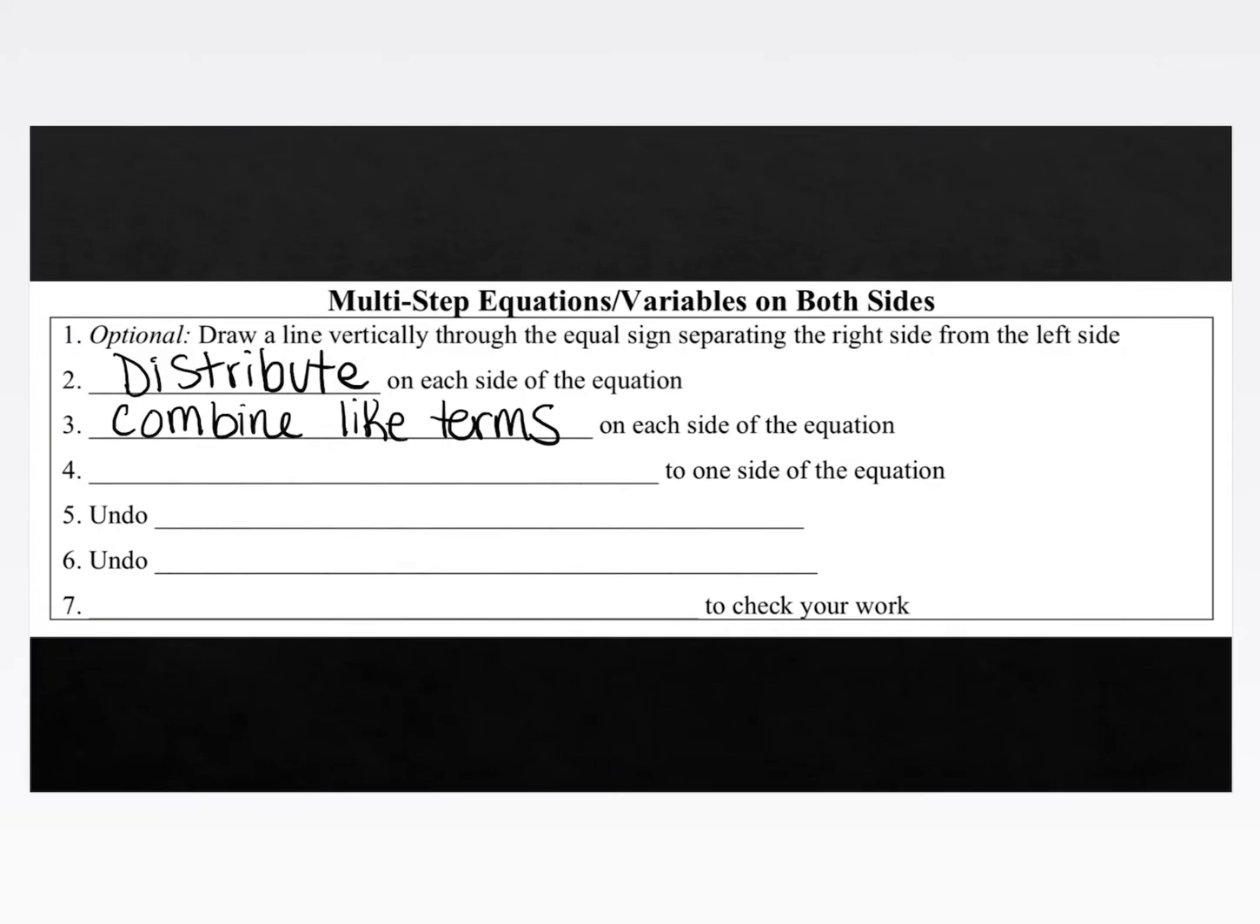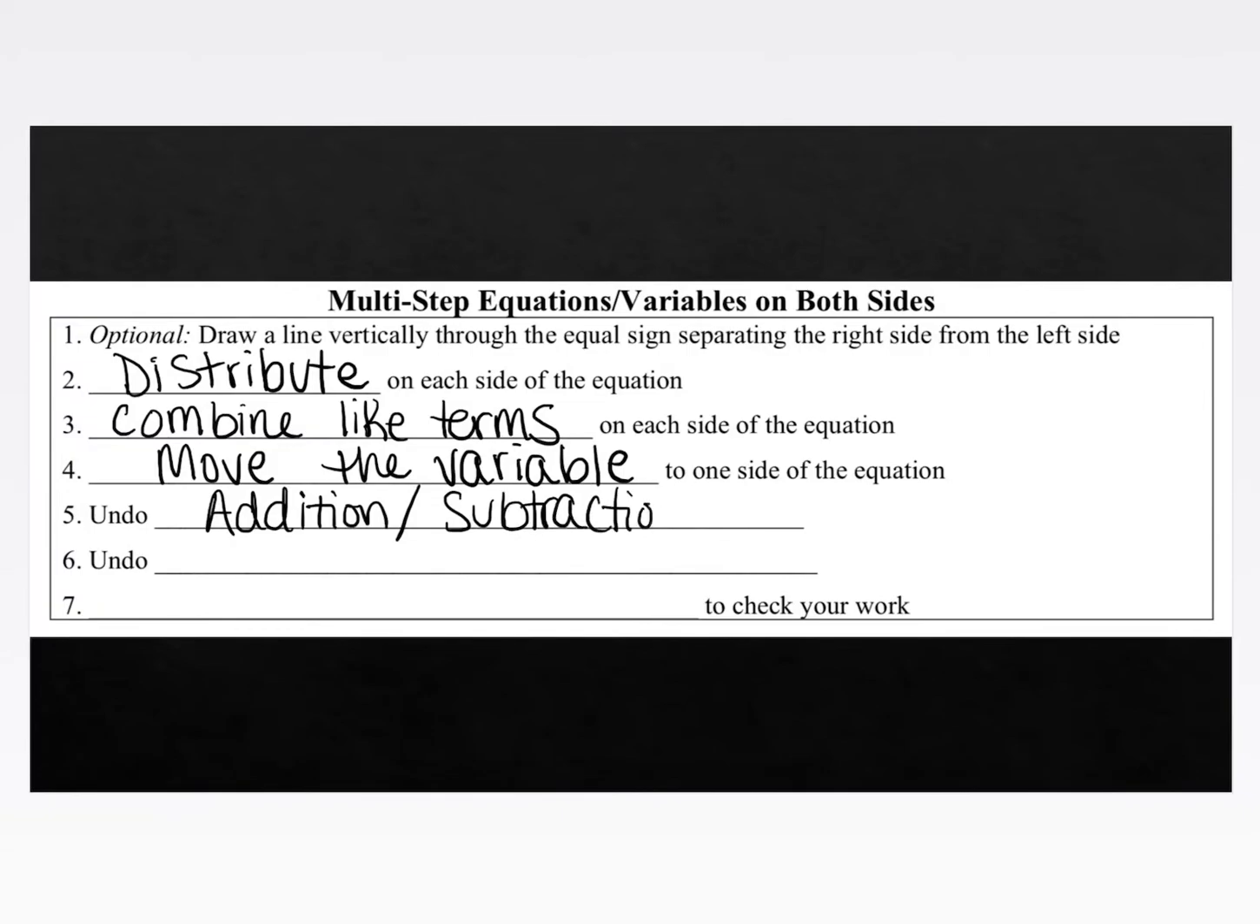Once we've combined like terms, so either our variable terms or our constant terms, then we're going to move the variable to one side of the equation, and then move our constant to the other side. By doing this, we're going to undo addition and subtraction, and then undo multiplication or division, just like we did when solving a two-step equation. Finally, we're going to plug our variable back in to check our work.